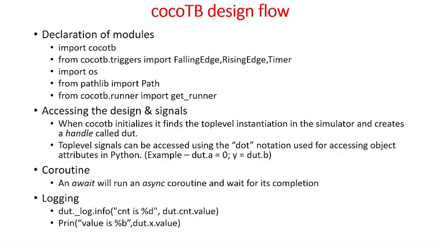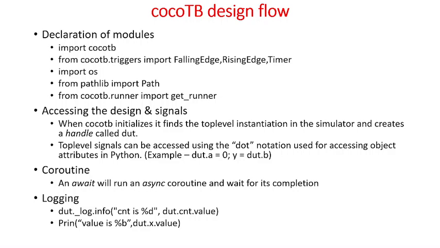Now with respect to the CocoTB design flow, we have various aspects like declaration of modules, where we have to import them. So import cocotb. From cocotb.triggers import FallingEdge, RisingEdge, Timer, then import os, and this os is required for the test runner, right? The test runner is something like a wrapper which uses various file names to link the CocoTB file and the DUT file. So it's a wrapper where we need the file names and all. Then accessing the design and signals, right? As we know, the handle, right? We are writing coroutines.